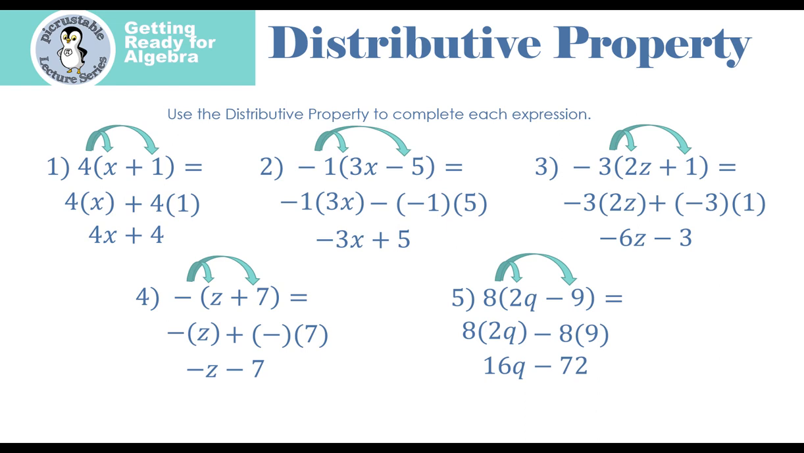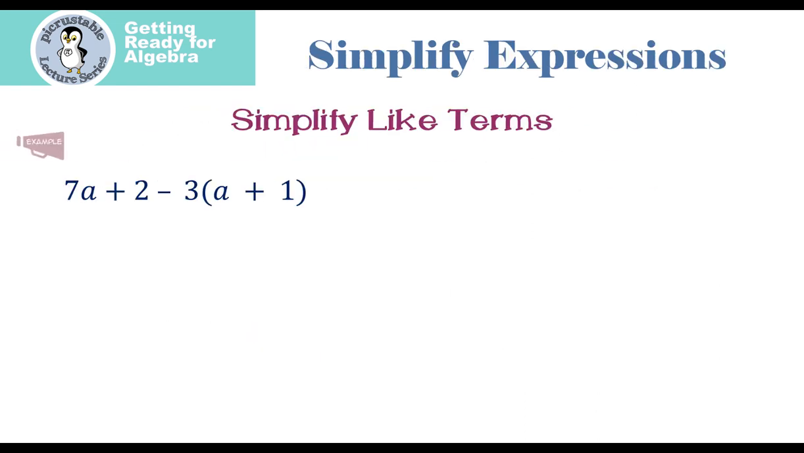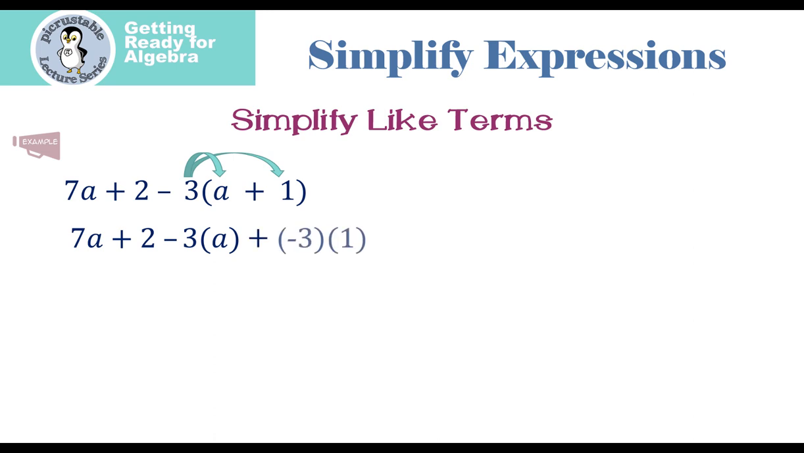Perfect! We're going to use everything we've learned so far and we're going to simplify like terms. First thing we always have to do is the distributive property, and it doesn't matter where it is. So hopefully you see that there's a -3 next to a parentheses. We need to do that first. So we're going to take -3 times a, and then we're going to take -3 times 1. Cool. So when I simplify, I have 7a plus 2 minus 3a minus 3.